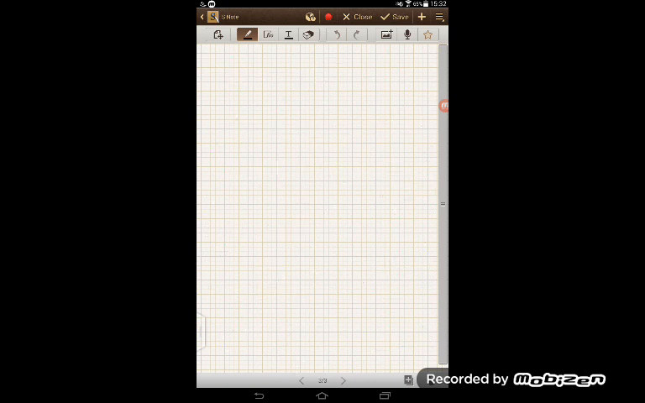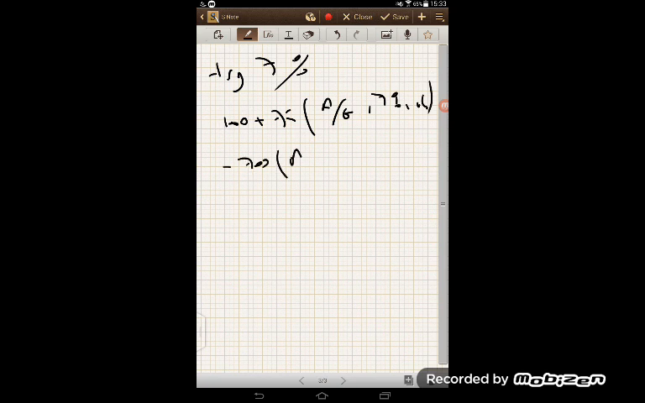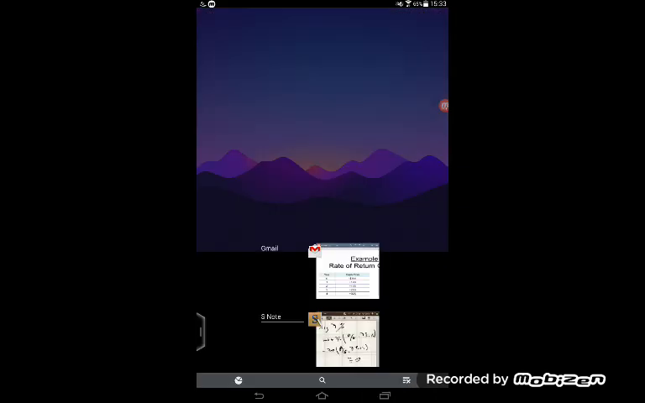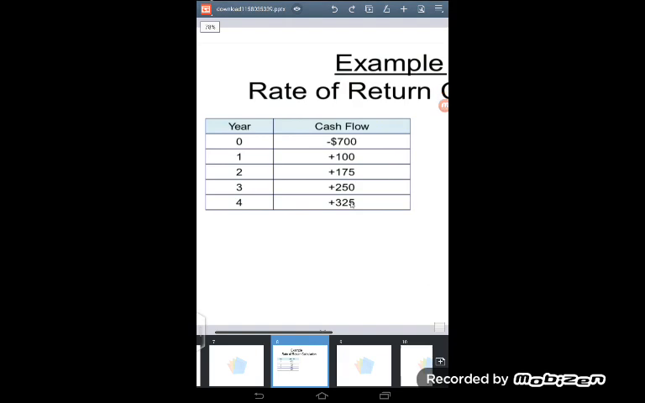So I will lastly try 7%. 100 plus 75 multiplied by A over G, 7% for 4 years, minus 700 A over P, 7% for 4 years, so it's going to be around 0. So I would say 7% is my rate of return. Let's go back.